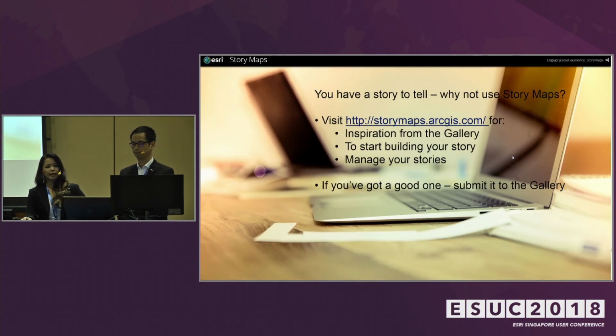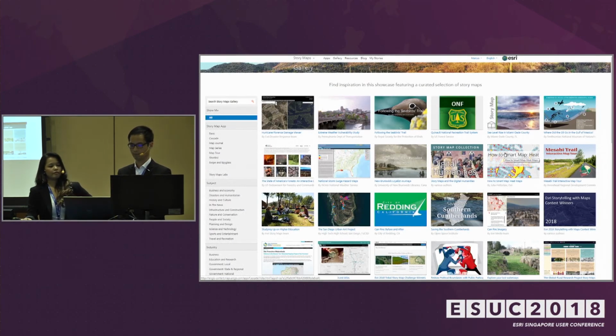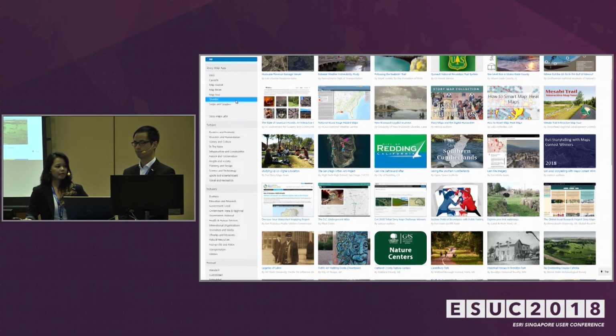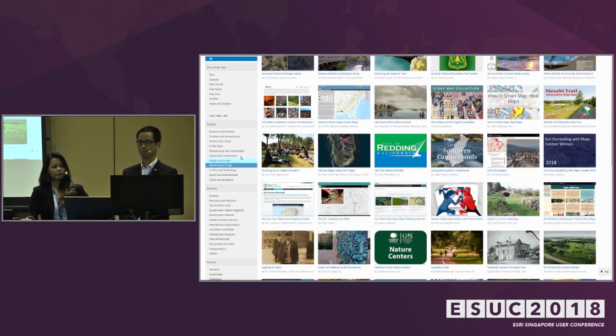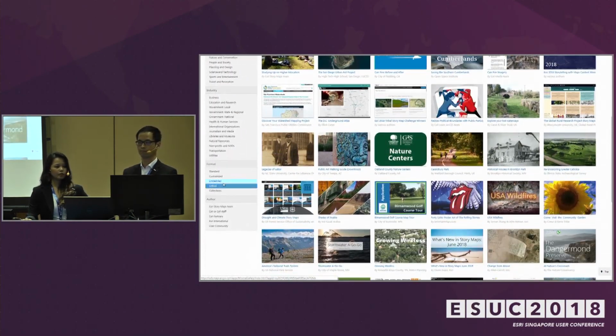From here, we would like for you to visit storymaps.arcgis.com. Please also take a look at or visit the story maps gallery. There are hundreds of story map examples that you can take a look at and get inspiration from. It's categorized into templates. You can also take a look at the subjects or per industry. And maybe you'll be interested as well in some examples of customized story maps.